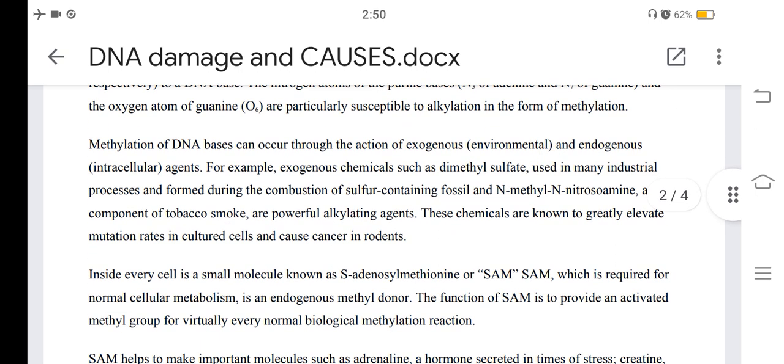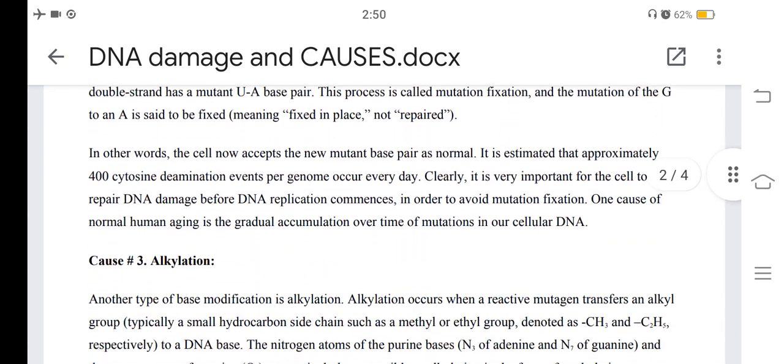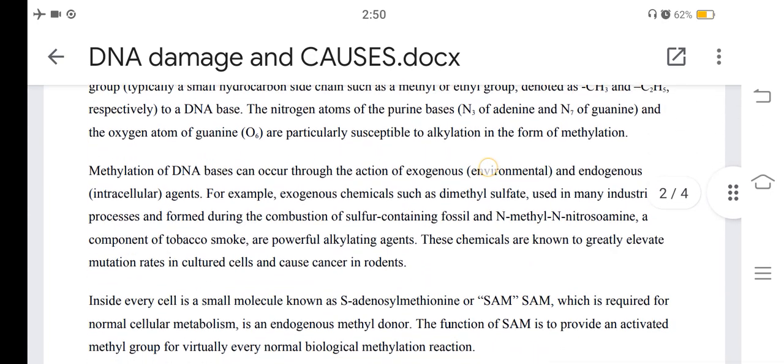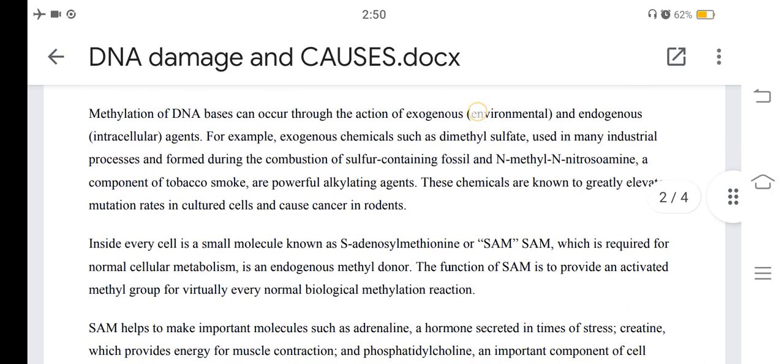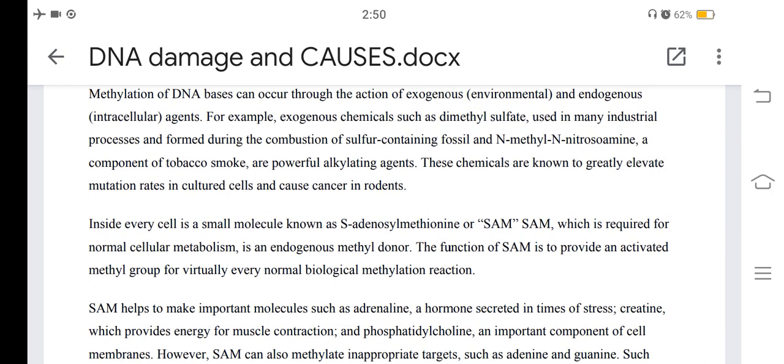Methylation of DNA bases can occur through the action of exogenous environmental and endogenous intracellular agents. For example, exogenous chemicals such as dimethyl sulfate, used in many industrial processes and formed during the combustion of sulfur-containing fossil fuels, and N-methyl N-nitrosamine, a component of tobacco smoke, are powerful alkylating agents. These chemicals are known to greatly elevate mutation rates in cultured cells and cause cancer in rodents.